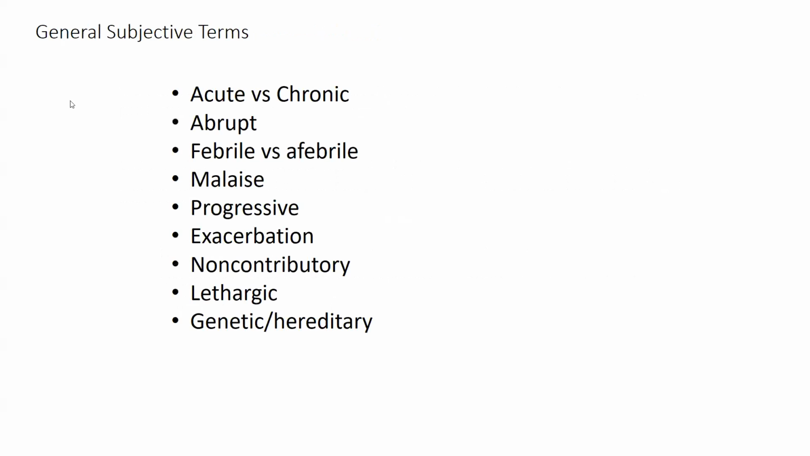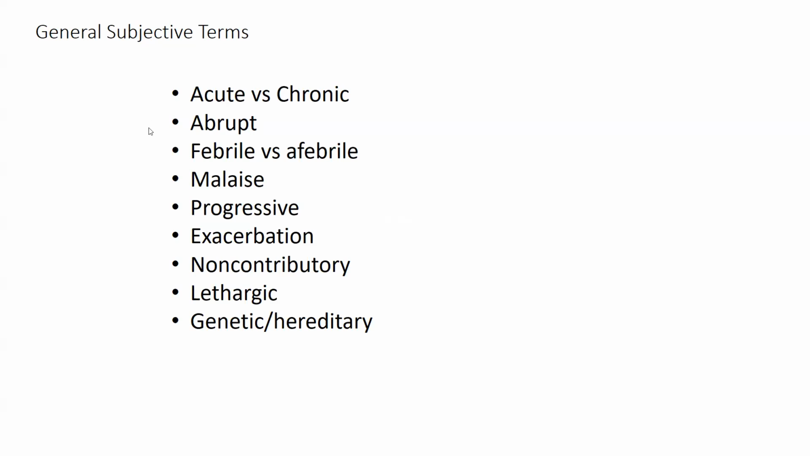These are some common subjective terms. Acute versus chronic. Acute means sudden onset, it just happened. Chronic means it's ongoing and has been occurring for a period of time. Again, abrupt means they had an abrupt loss of hearing. It wasn't like they slowly got deafer and deafer.